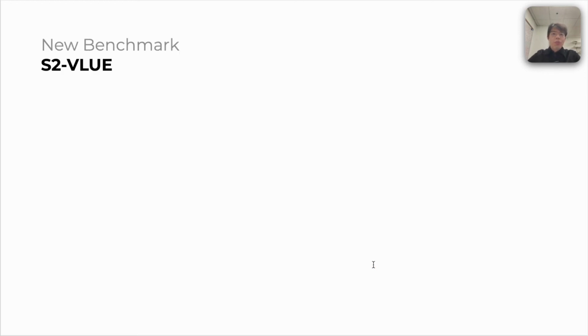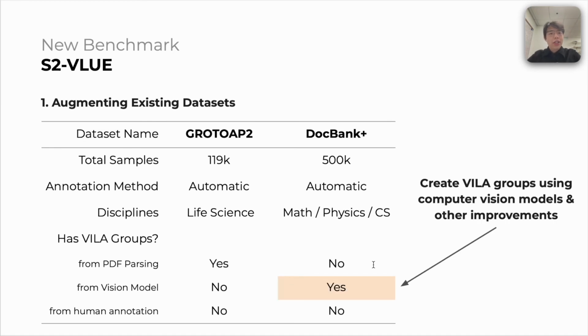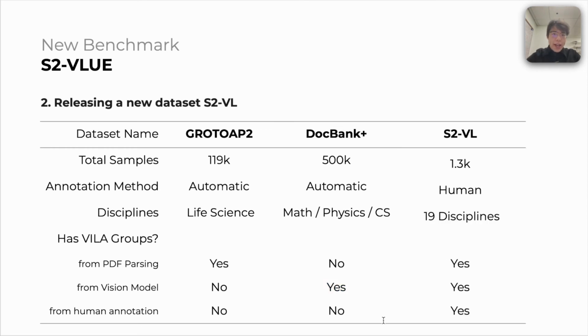Hence, we create a new benchmark suite called S2VLU. We firstly augment existing datasets, mainly adding VILA groups using a vision model, and also fix some other issues in the DocBank dataset. We also curate and release a new dataset called S2VL. It contains high-quality human annotations for 1.3K samples. It also covers 19 disciplines and has VILA groups from all the 3 sources.